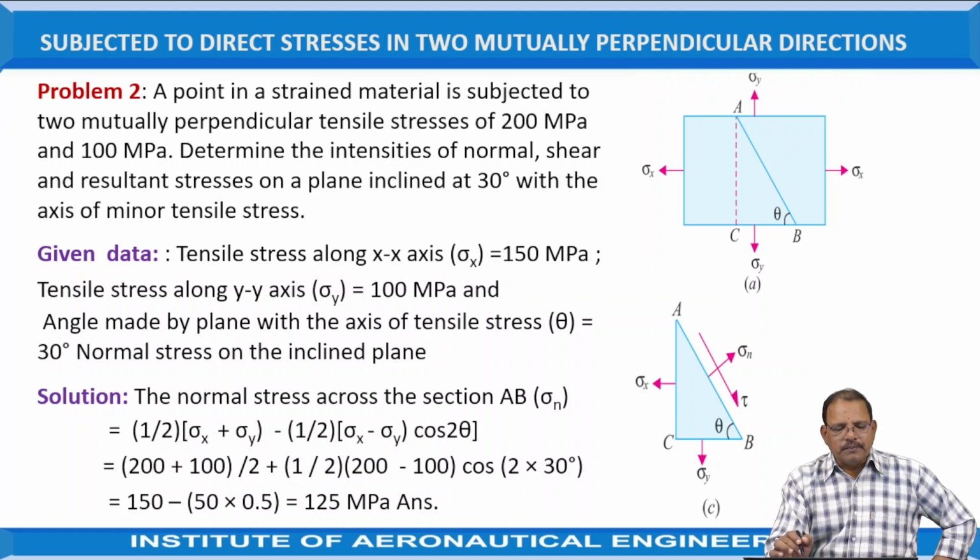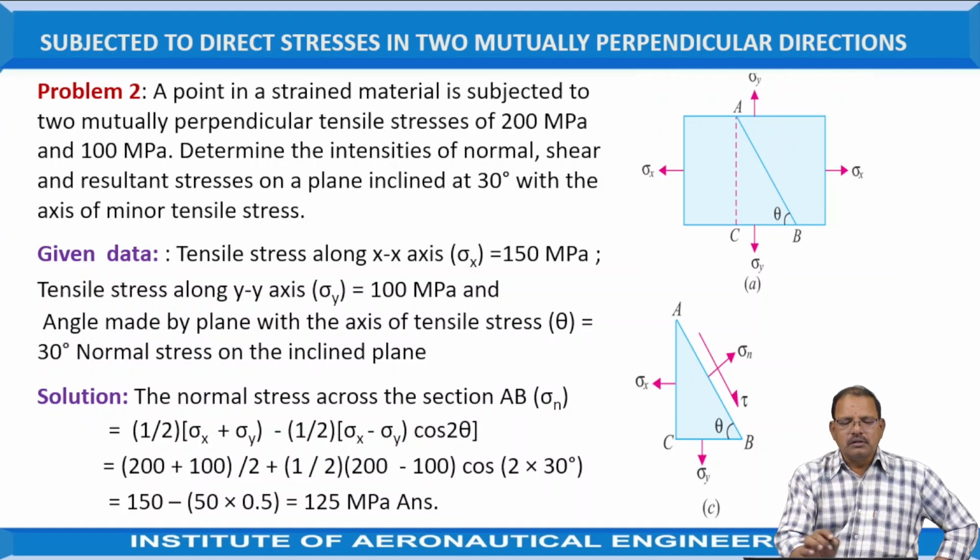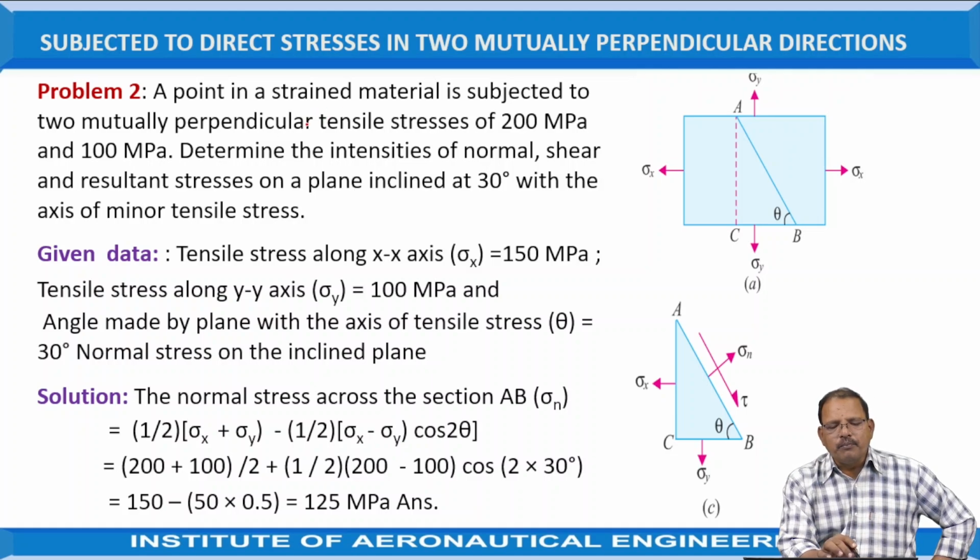The given data in the problem is as follows. A point in a strained material is subjected to two mutually perpendicular stresses of 200 megapascal and 100 megapascal. Determine the intensity of normal, shear and resultant stresses on a plane inclined at 30 degrees with the axis of the major tensile stress.